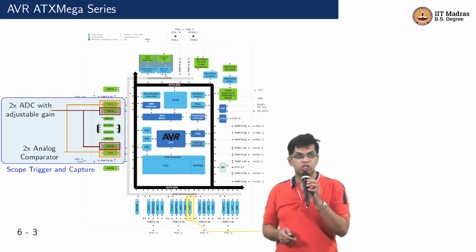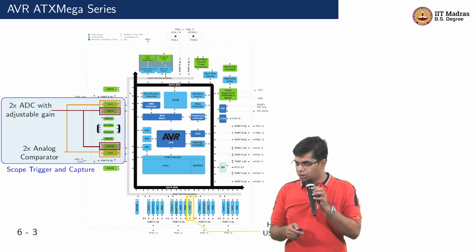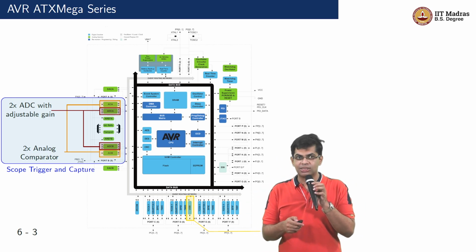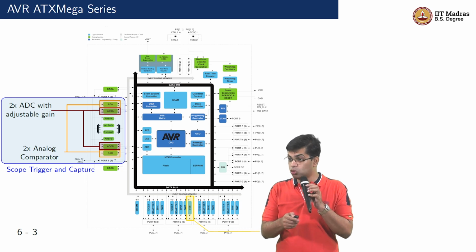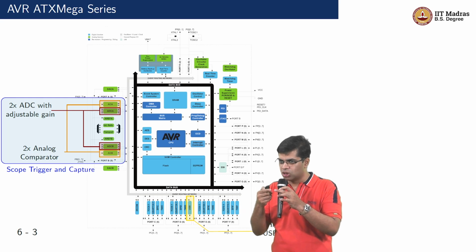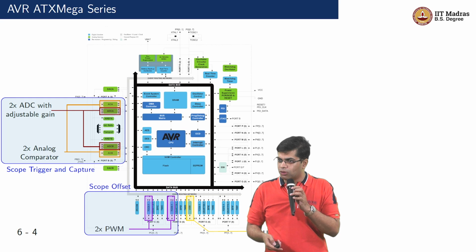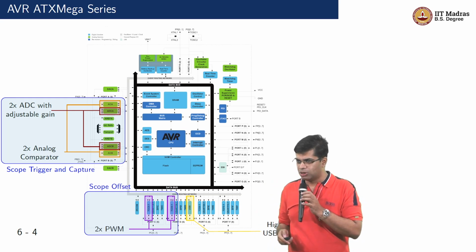Then for our scope, trigger, and capture, it has the A to D converters, and it also has two analog comparators. That helps us, because to do this intersection that I was talking about, you need the comparator. Okay. Then for the offset of the scope, we are going to use this PWM module.